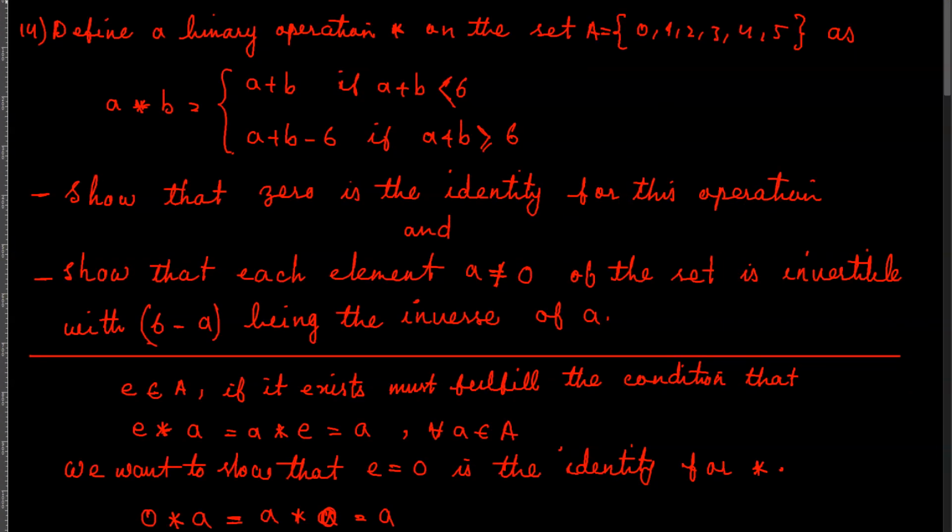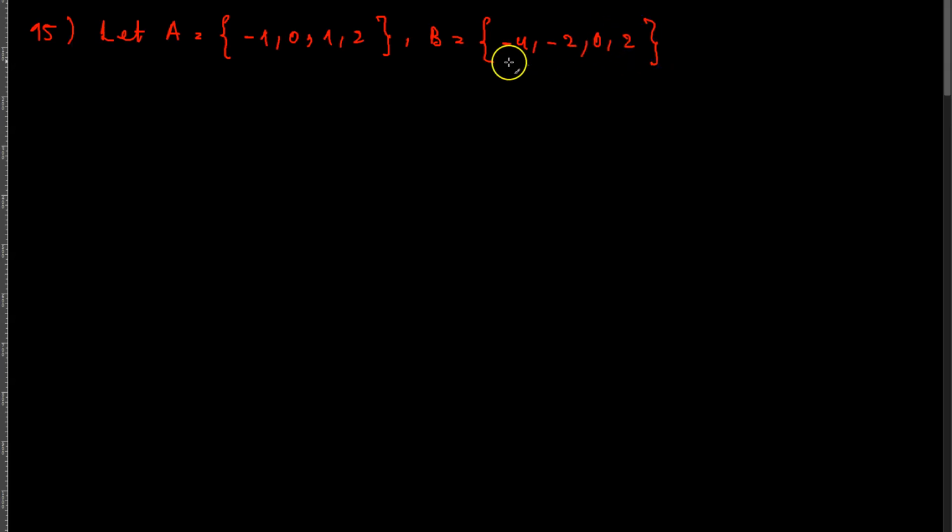Anyway, okay. So now let's do question number 15. So question number 15 is, let A be equal to the set negative 1, 0, 1, and 2, and B equal to negative 4, negative 2, 0, and 2, and f and g are functions from A to B.